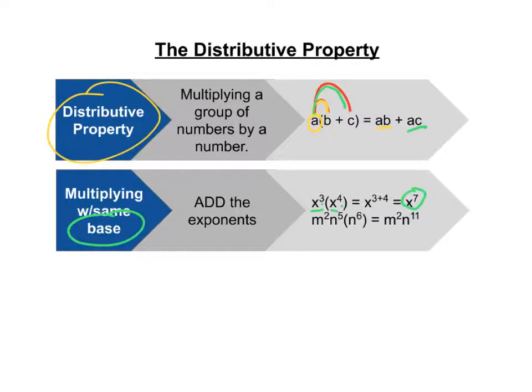to the 7th. For my second example, notice we have mn. Those are like the 2 parts. And we're multiplying it by n to the power of 6. Now, my 2 n parts we're going to add, but m is just going to stay, so we have m to the 2nd. And then we added 5 and 6, and we got 11. So n to the 11th.